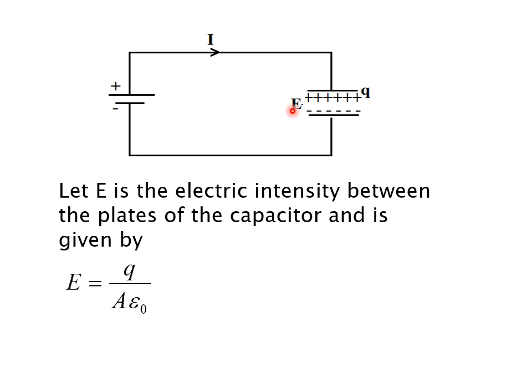And this electric intensity or electric field strength is given by Q divided by A times epsilon naught, where Q represents the charge on the plates of the capacitor and A represents the area of the plates of the capacitor, and epsilon naught is the permittivity of free space. It represents the nature of the medium in between the plates of the capacitor. So, if you rearrange the terms, you get Q equal to A times epsilon naught times E. We may call this equation number 1.